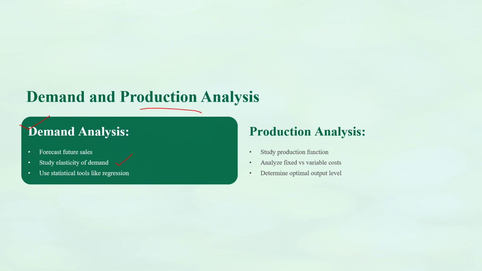So here, production analysis: the production function defines the functional relationship between the input and output, and analyzes fixed cost and variable cost. In fixed cost, the cost does not change with change in output, and a variable cost changes when the level of output is changed. Production analysis determines the optimum output level.